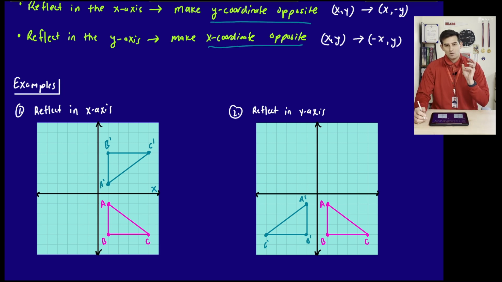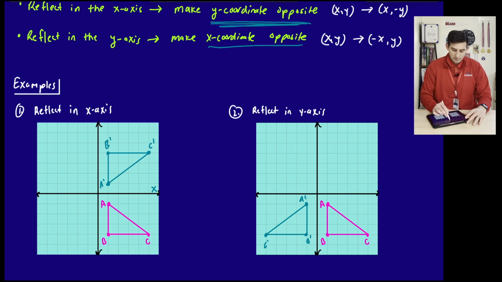Now let's just take one vertex from each of those triangles and see if what we thought was going to happen to its coordinates actually did. So for number one, we reflect on the x-axis, which means our y coordinate should have become opposite. Well, let's look at A. A was (1, -1). Well, now A prime is (1, 1). So notice how the y coordinate went from -1 to +1, but the x coordinate stayed the same.